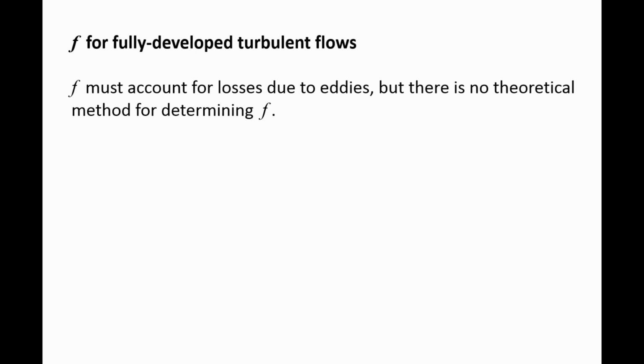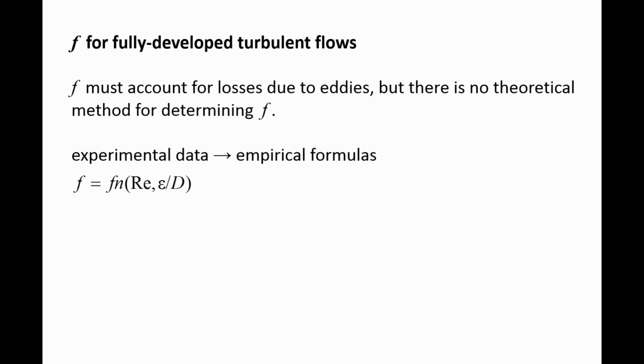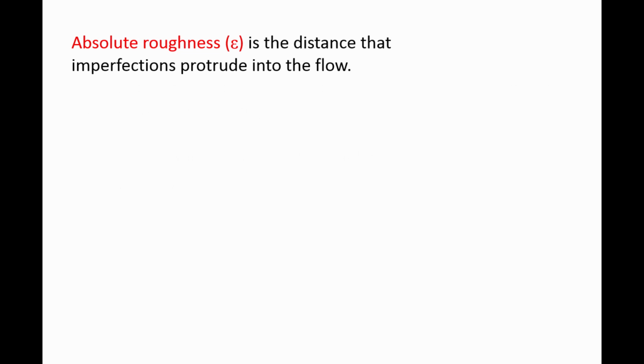Unfortunately, we cannot derive an expression for the friction factor from theory, so researchers have conducted many experiments and have obtained empirical formulas for F. They found the friction factor is a function of two dimensionless variables, the Reynolds number and the relative roughness, which is denoted by the absolute roughness epsilon over pipe diameter d.